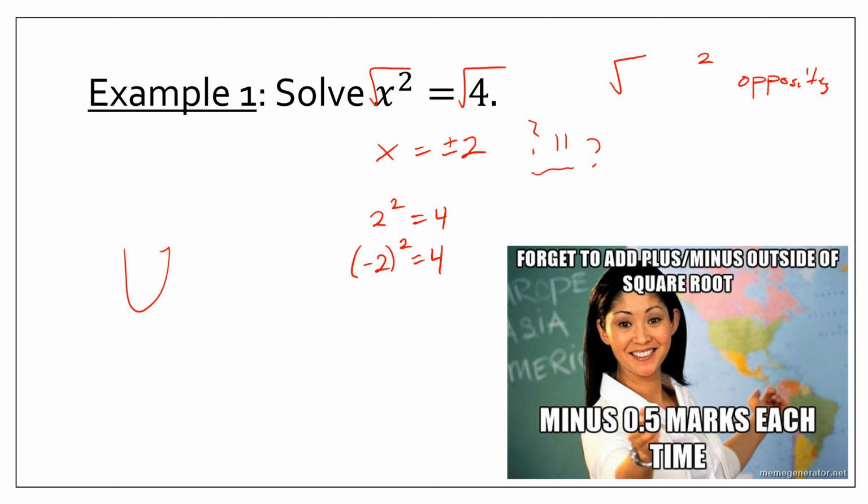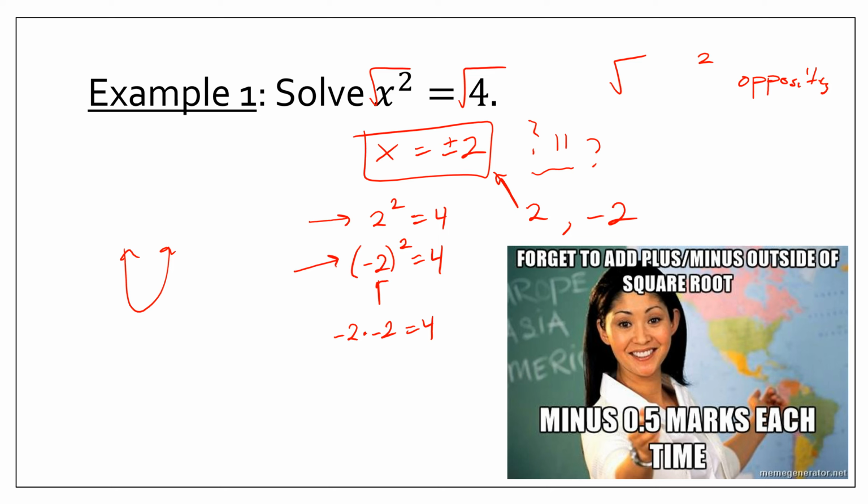Remember the whole reason that parabolas are reflected? It's reflected because even if we square a negative number, negative 2 times negative 2 equals positive 4. So this actually has two answers. It has positive 2 as an answer. It has negative 2 as an answer. And the way we write that is plus or minus 2, because squaring 2 and negative 2 both results in an answer of 4. Okay, so that's the basic premise behind these problems.